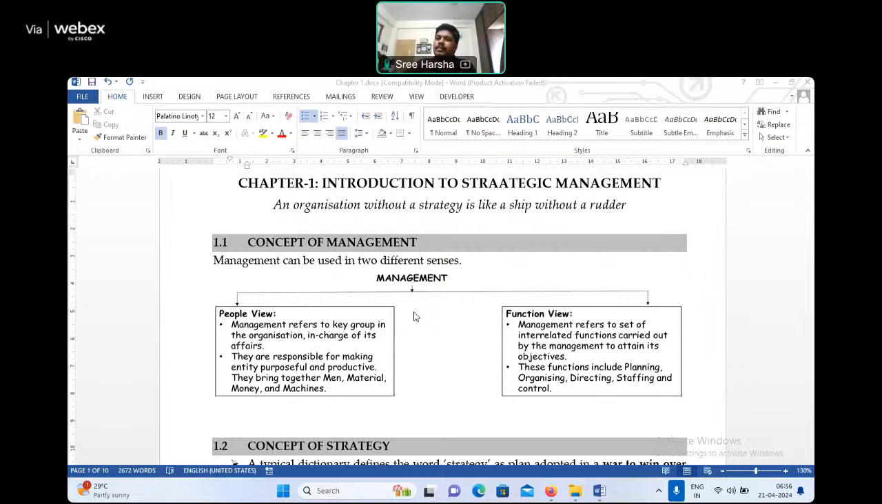My objective for today is to complete chapter number 1, and apart from chapter number 1, to complete either chapter number 2 or chapter number 3, depending on the time. If the time permits, then I will take chapter number 3. If the time is too short, then I will take chapter number 2. So depending on the time, we will complete another chapter.